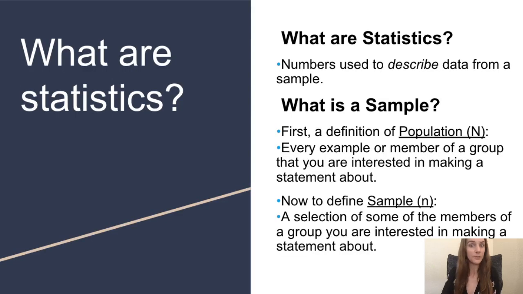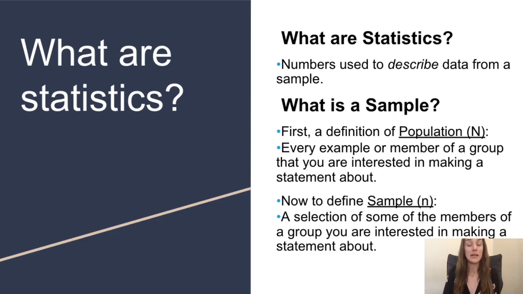What are they? Statistics are numbers used to describe data from a sample. Those are statistics. So we have a term in there, a sample. What is a sample? Before we can talk about what a sample is, we need to talk about what a population is. A population is every example or member of a group that you are interested in making a statement about.